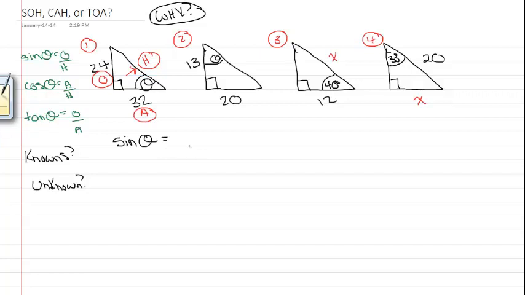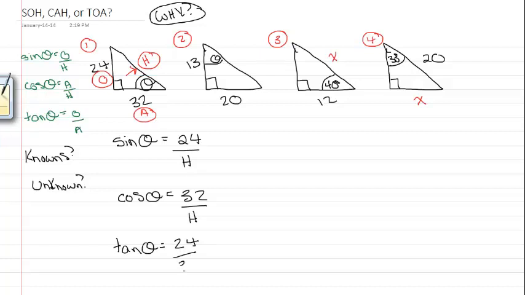So sine of theta is equal to the opposite over the hypotenuse. The cos of theta is equal to the adjacent, 32, over the hypotenuse. The tan of theta is equal to the opposite, 24, over the 32.